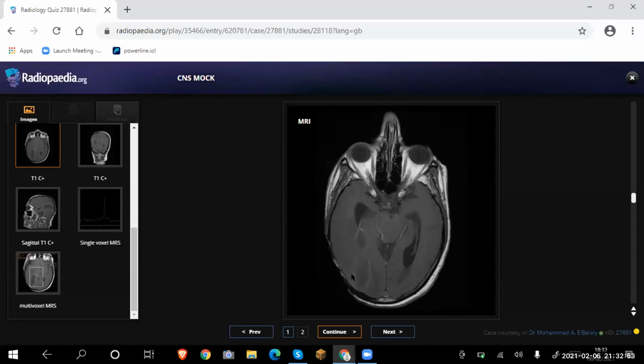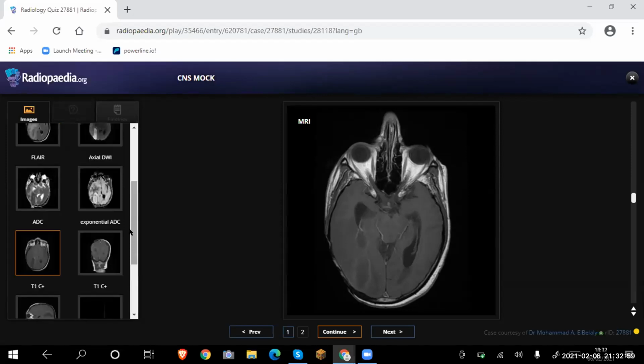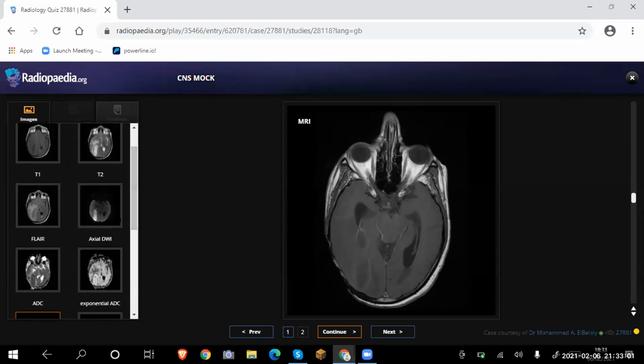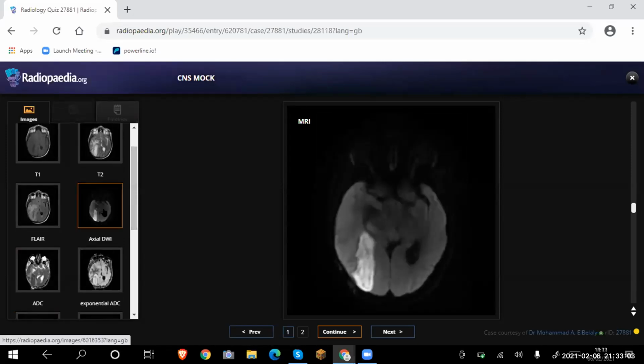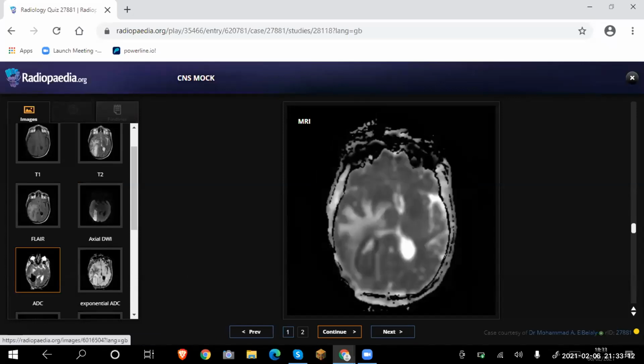Okay, look at the diffusion sequences and tell me what you think. Where is diffusion? DWI, yeah. Okay, here. And look at the ADC. Yes, the diffusion is very restricted, and ADC is low. So what do you think? It looks like abscess.